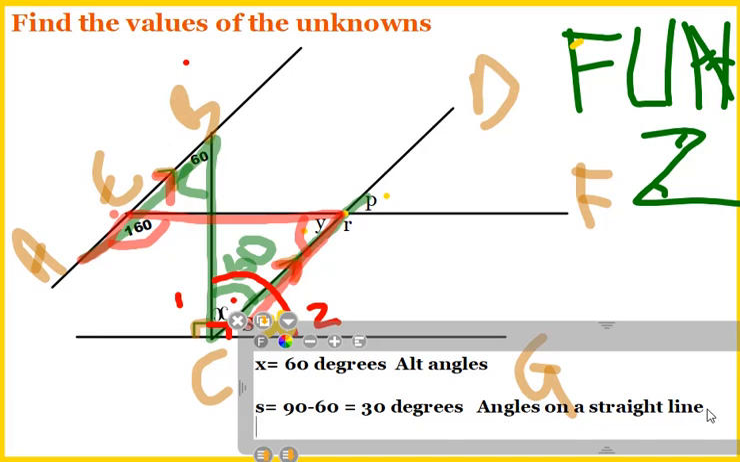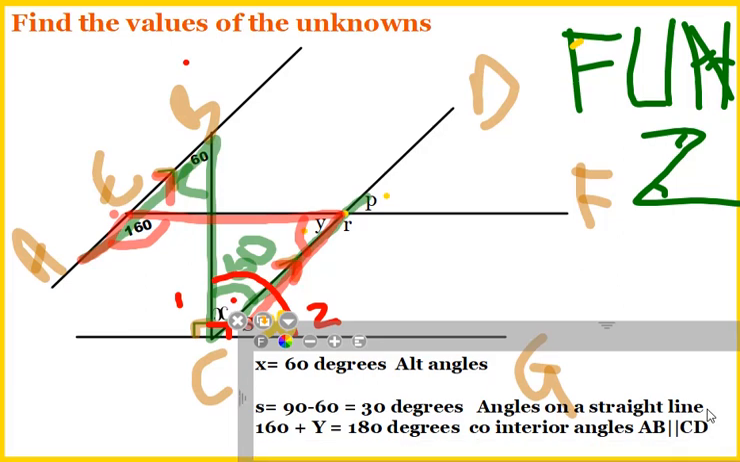So we say 160 plus Y should give us 180 degrees. Our reason is co-interior angles. So I'm going to mention our parallel lines, AB parallel to CD. So that's our reason. And so we solve for Y, so we get Y as the subject of the formula.